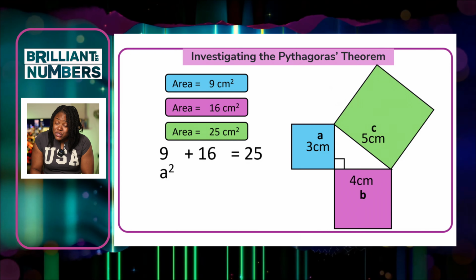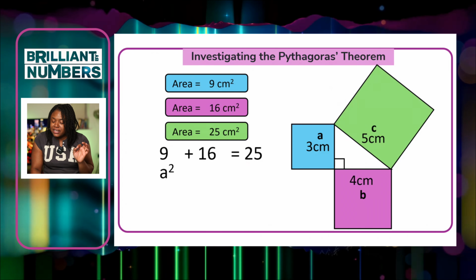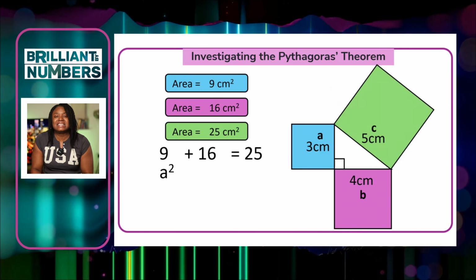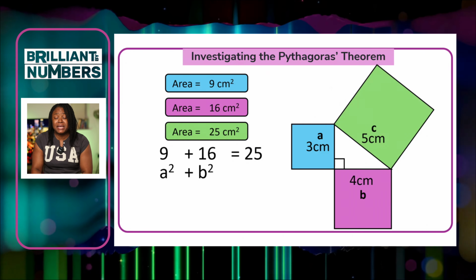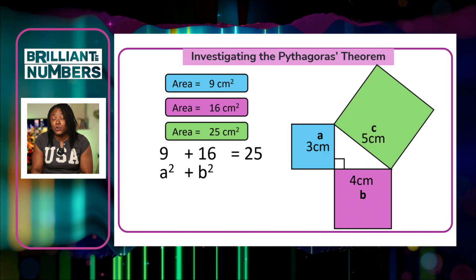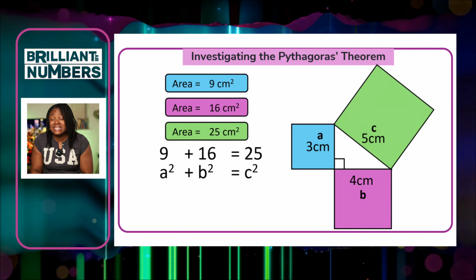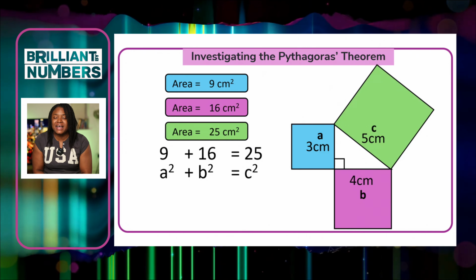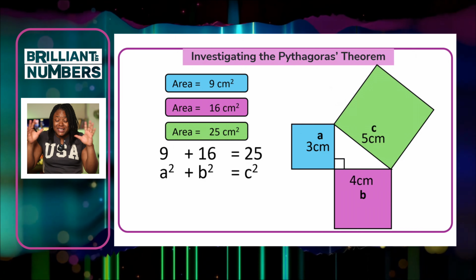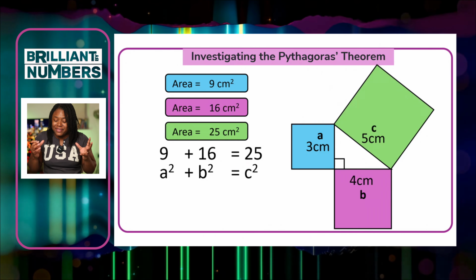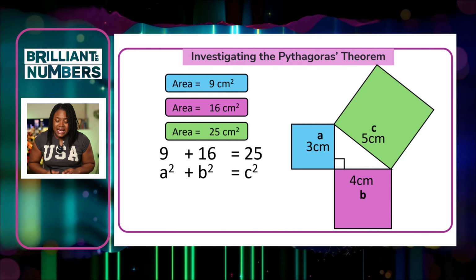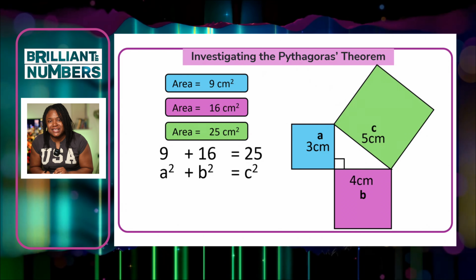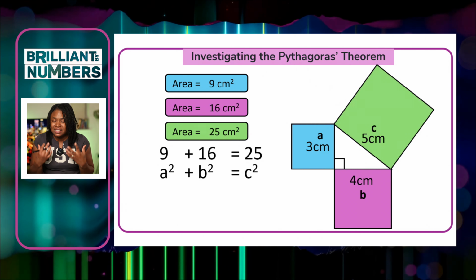So A squared, because A is 3, so 3 squared represents 9, plus B squared, which represents 4 squared, is equal to C squared, which represents 5 squared. So this is the theory behind the Pythagoras theorem. It says that A squared plus B squared is equal to C squared.